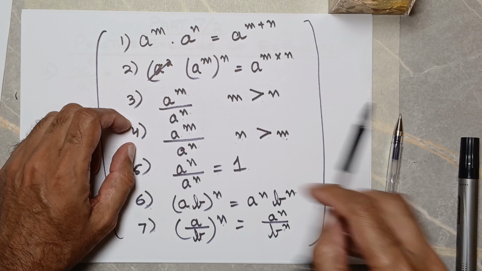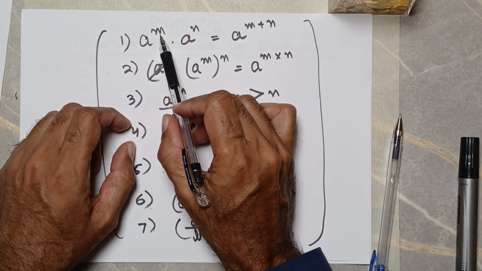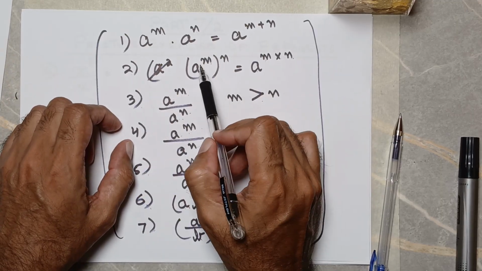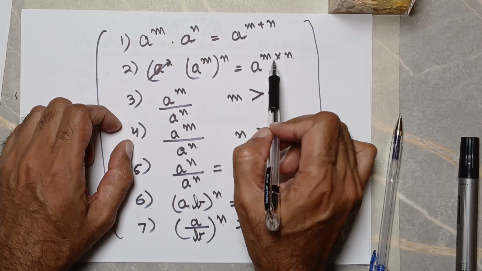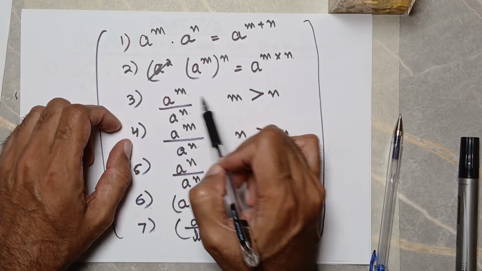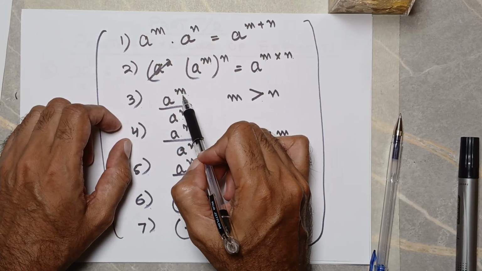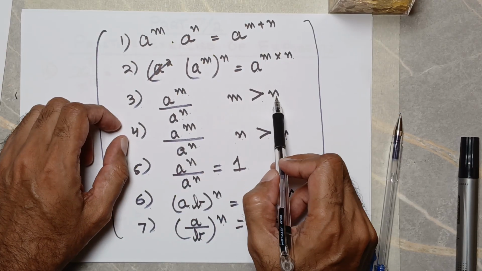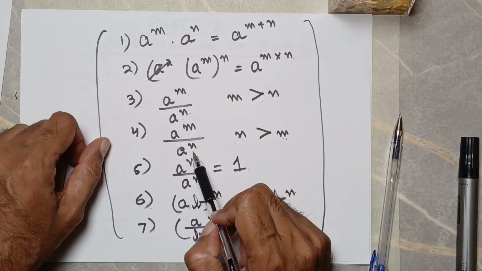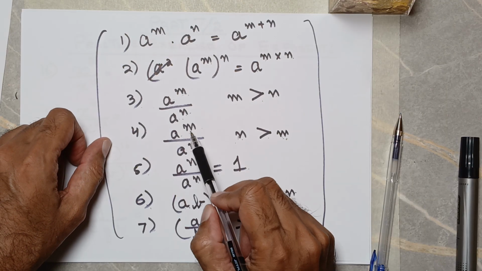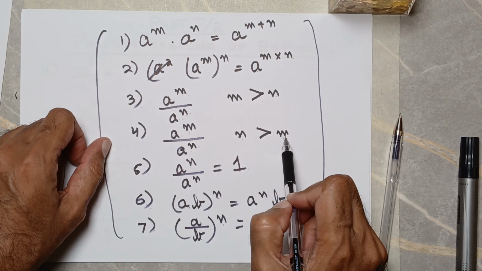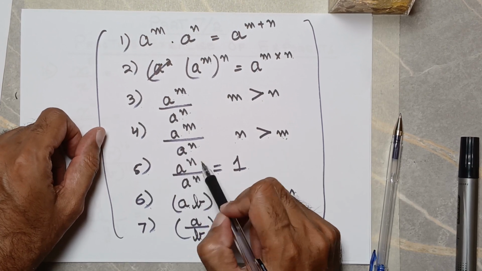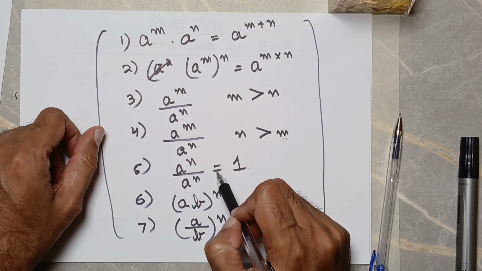When the bases are the same, we have to add the powers, m plus n. That's all. Second rule, multiply the exponents, m multiplied by n. Third rule, when the exponent in the numerator is greater than the exponent in the denominator, the condition applies when m is greater than n. The fourth rule, when the denominator exponent is greater than the numerator exponent, n is greater than m.